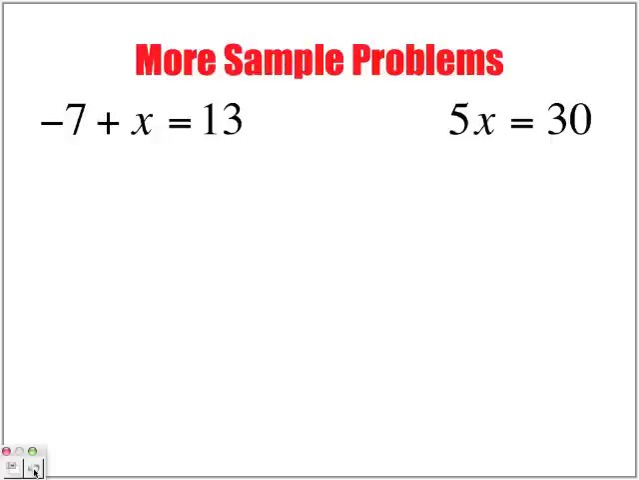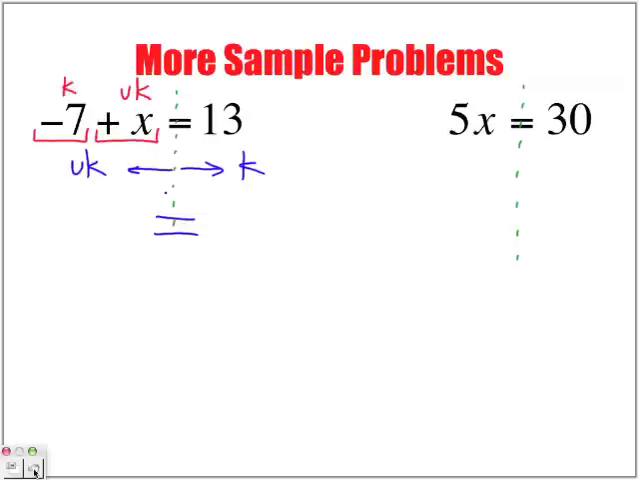Now, let's do some more sample problems. So the question says, solve for the following. Now, same thing as we've done before. We treat the equal sign as a wall separating the left side from the right side. We are going to put our unknowns on one side, our known values on the other. But notice we have the equal sign that carries over. So let's identify these. This -7 is a known value. This positive x is an unknown value. This positive 13 is a known value.